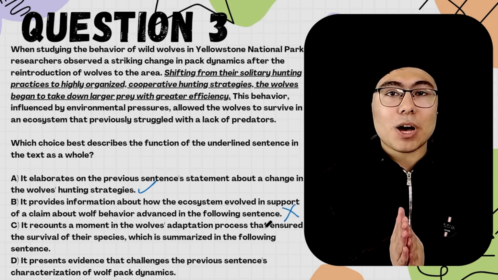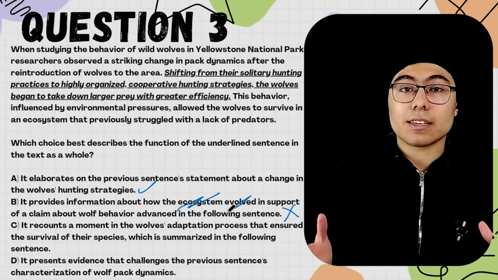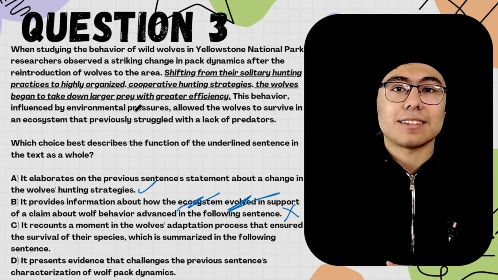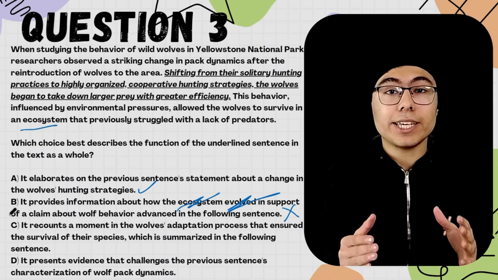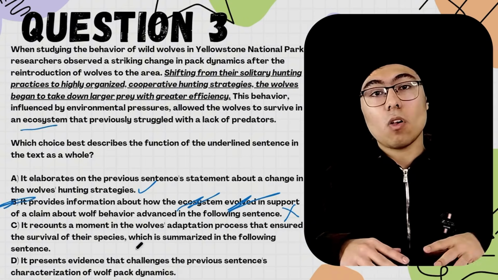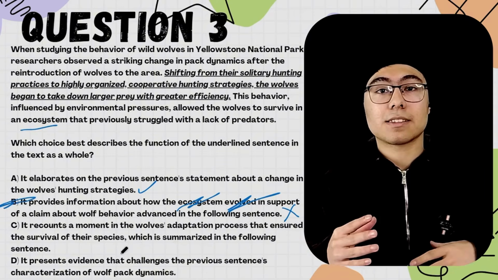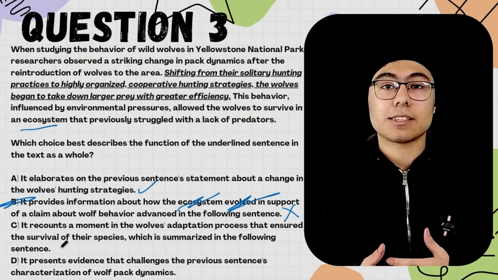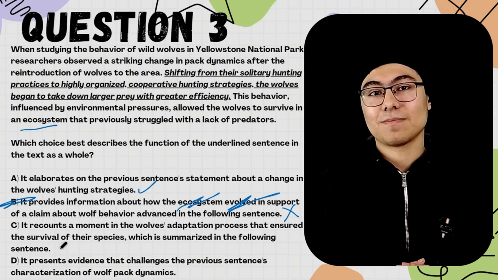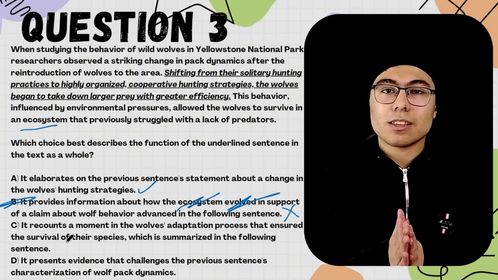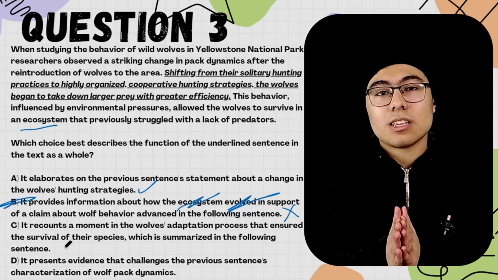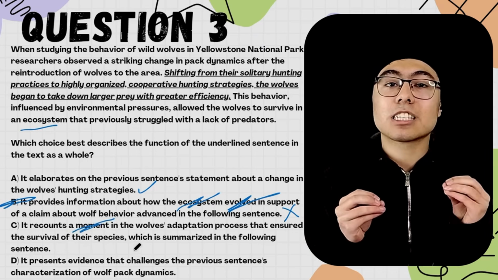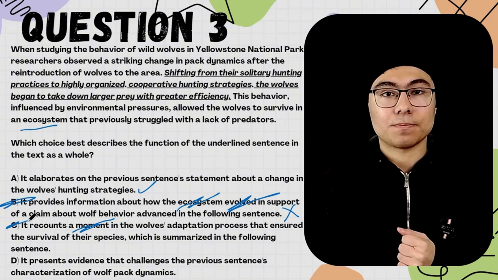Nope, this isn't about the ecosystem evolving. That's just background info in the last sentence. Choice C, it recounts a moment in the wolf's adaptation process that ensured the survival of their species, which is summarized in the following sentence. It sounds a little fancy but strong. The sentence isn't about a moment. It's just explaining the behavior.